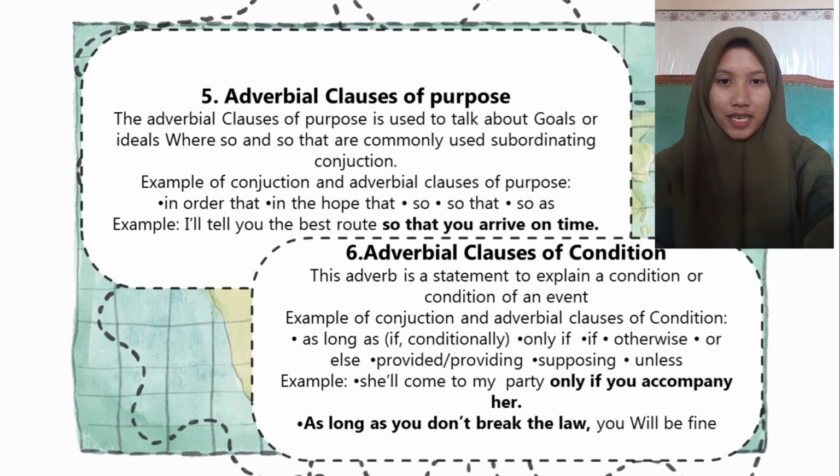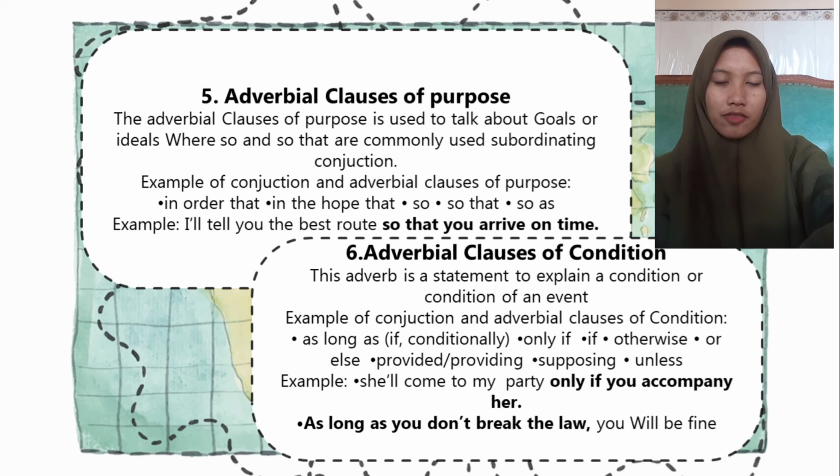Next, I'm Surala Wulandari, the last presenter, and I will continue the explanation of the types of adverbial clause. Number 5, adverbial clause of purpose. The adverbial clause of purpose is used to talk about goals or ideas, where so and so that are commonly used subordinating conjunctions. Examples of conjunctions: in order that, in the hope that, so that, so as. Example: I will tell you the best route so that you arrive on time.